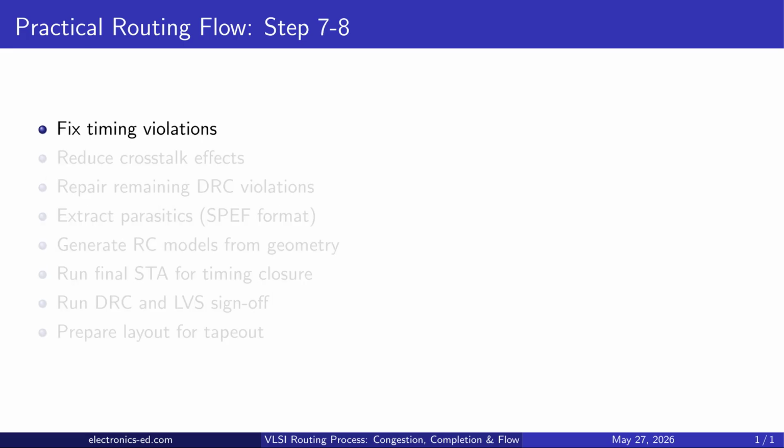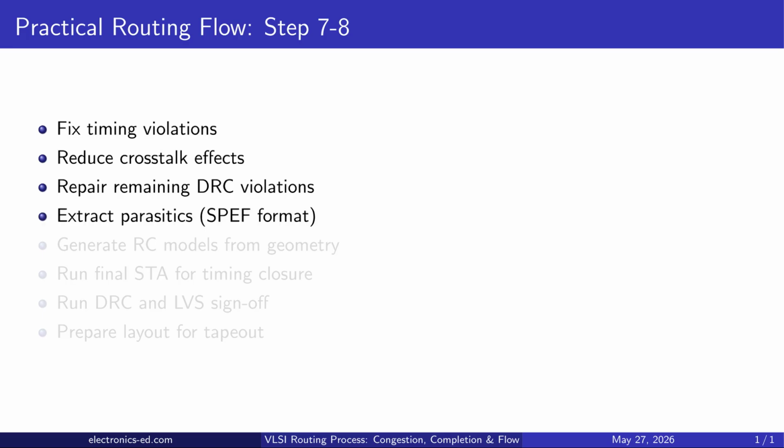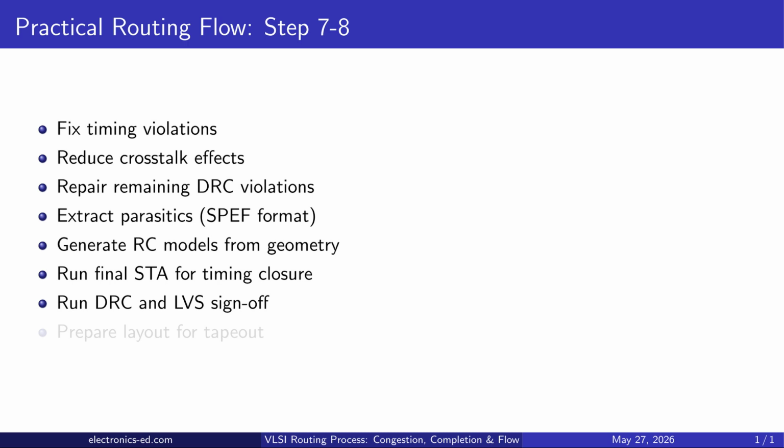Step 7. Fix any remaining timing violations. Reduce crosstalk effects by adjusting spacing or shielding. Repair any DRC violations that still exist. Then extract parasitics into SPEF format. Generate RC models directly from the final geometry. Run final static timing analysis for timing closure. Run DRC and LVS sign-off checks one last time. Finally, prepare the layout for tapeout.